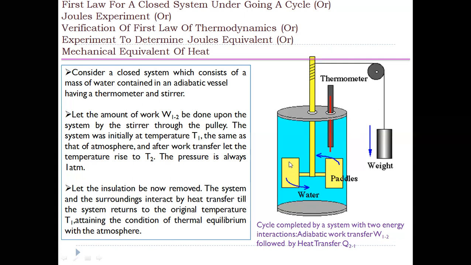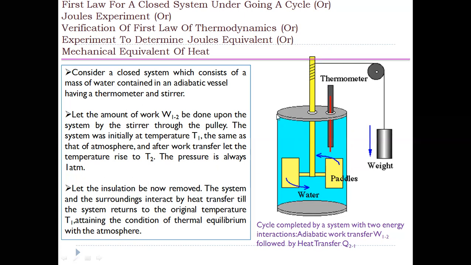So at this condition, what we will do is we will take one stirrer here, and this yellow color region is a stirrer. So if you stir this one, what happens is the water inside this vessel will get slightly heated. Initially this water is at a temperature T1. If we go on stirring this water, the temperature will increase to temperature T2.